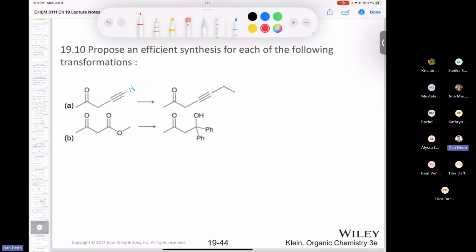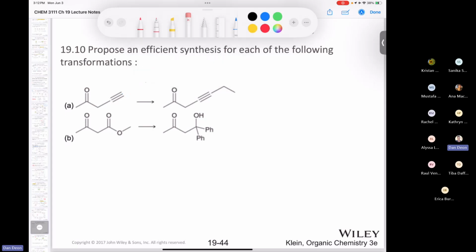So the first one is just adding 2 carbons at the end of this terminal alkyne, but keep in mind that we have a ketone in there. And so if you were to treat this with sodium amide, right, amide is a good nucleophile, so it's just going to go in here and ruin your carbonyl. So that means the first thing you have to do is protect that carbonyl. So we'll convert it into an acetal.